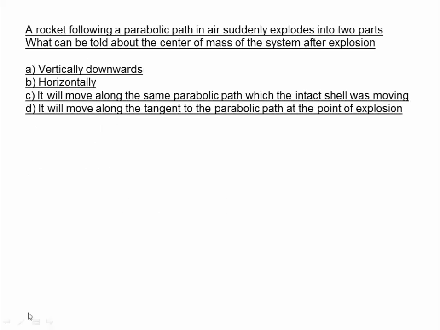Let's take another question. A rocket following a parabolic path in air suddenly explodes into two parts. What can be told about the center of mass of the system after explosion? There are four options given: vertically downwards, horizontally, it will move along the same parabolic path which the intact shell was moving, or it will move along the tangent to the parabolic path at the point of explosion.